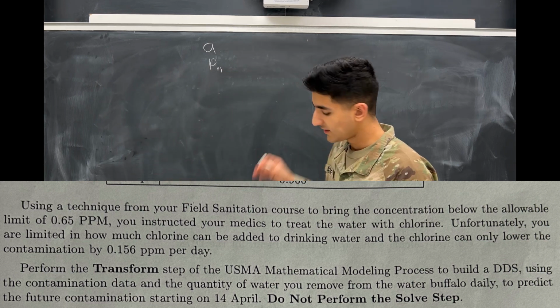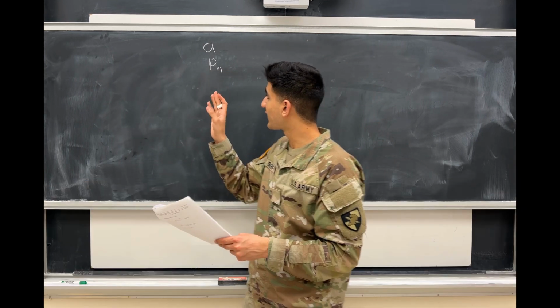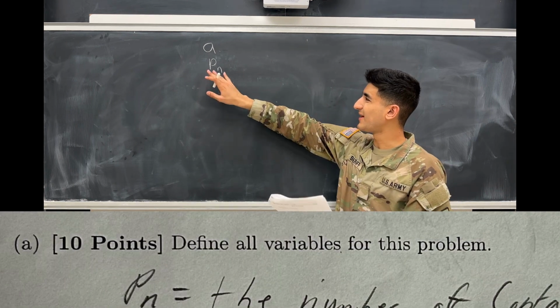April. So, to start off, part A, we're going to define our variables. I'm only going to define P sub n with words.